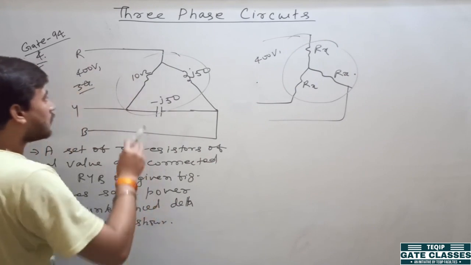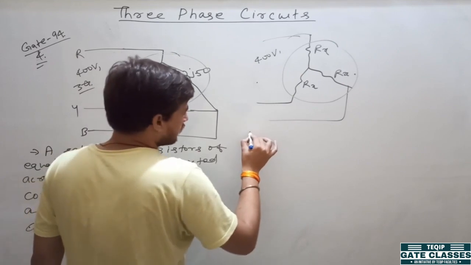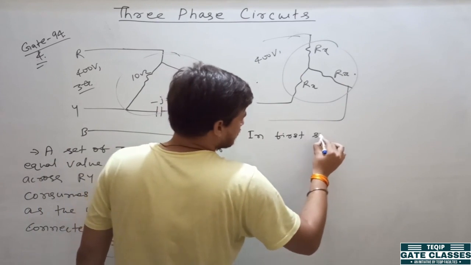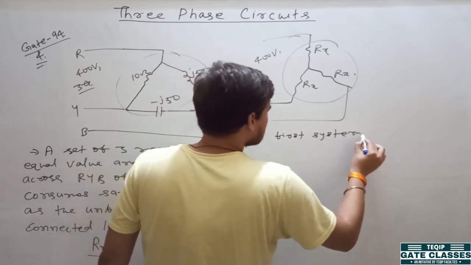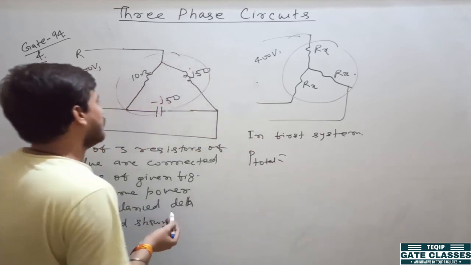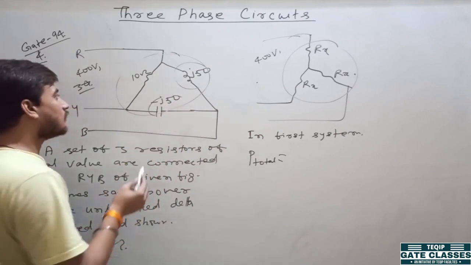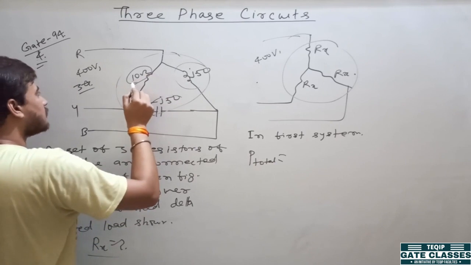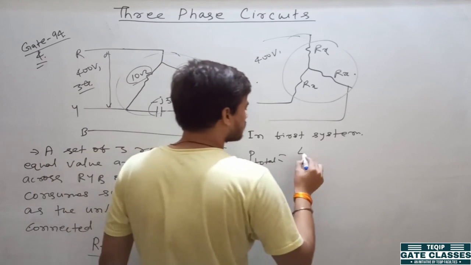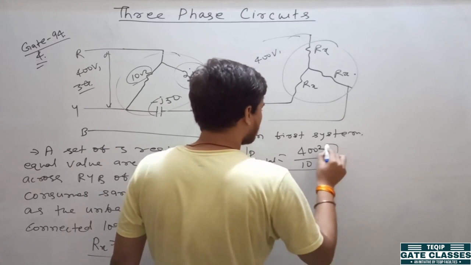So first let us see how to find the power consumed in the first system. In the first system, what do you see? If you write P total, you know that the inductor will not consume power, the capacitor will not consume power, so only the 10 ohm resistor consumes power. Voltage is 400 volt, value is 10 ohm, so P total will be 400 square divided by 10.